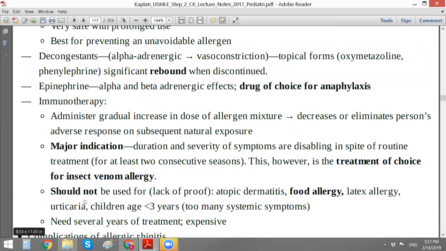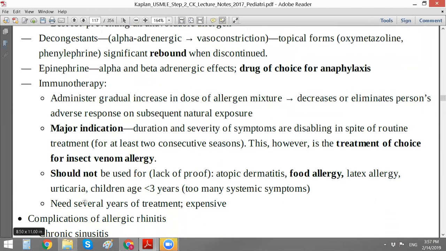Best for preventing unavoidable allergy. Decongestants, topical forms like oxymetazoline, have significant rebound. These are alpha adrenergics, so they have a significant rebound with decongestant. Oxymetazoline and phenylephrine. Then epinephrine, an alpha-beta drug, is the drug of choice for anaphylaxis.